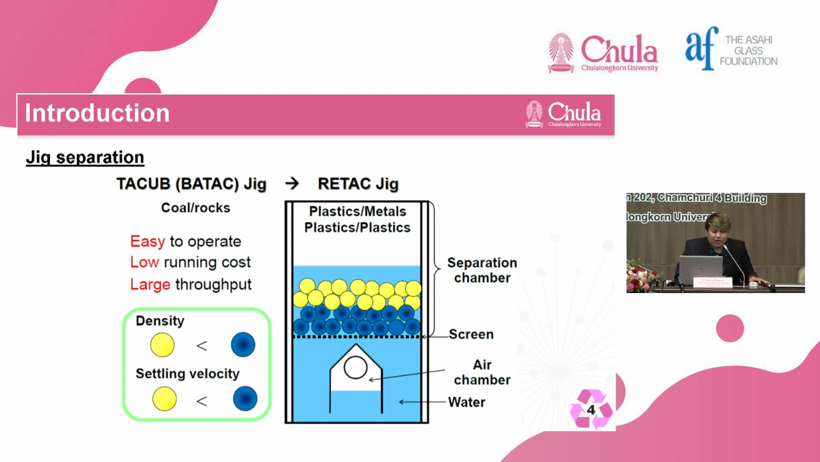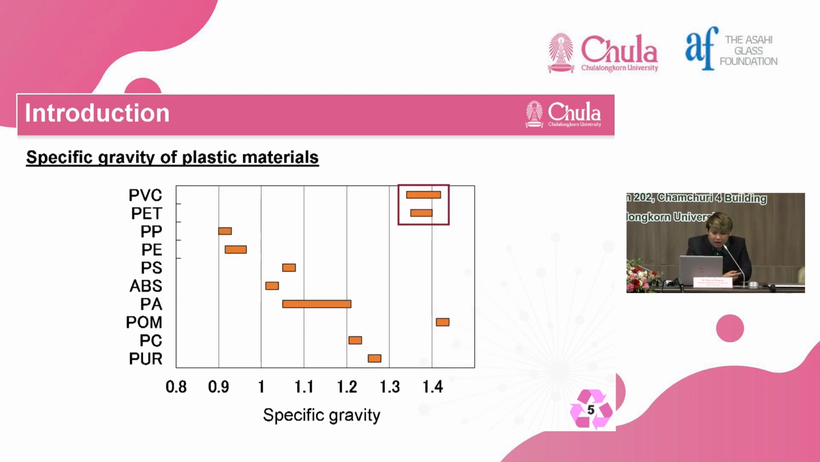So we use density separation, where the heavier particle has the higher settling velocity. Due to the pulsation of the jig, we can separate them. To separate particles based on specific gravity, we need to know the specific gravity of the particle as well. If the specific gravity is different, it's quite easy to separate. However, some plastics have a really similar specific gravity, so it's difficult to separate.